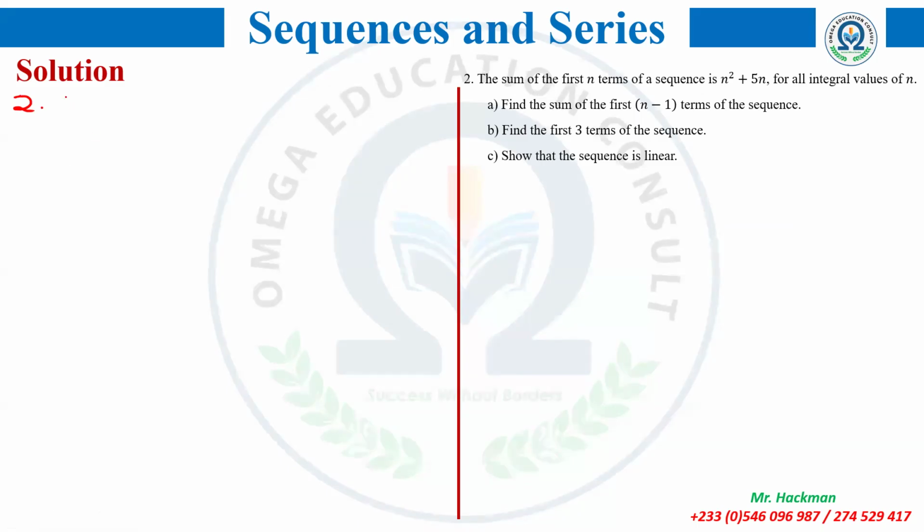The sum of the first n terms is represented by S sub n. Do you agree? Yes. And we are told that that is equal to n squared plus 5n. All correct, my professors? Yes, please. Okay, very good. So at this point, we are in a comfortable lead. Let's go and look at A. What are we supposed to find? The sum of the first n minus 1 terms, so it will be S sub n minus 1. All correct?